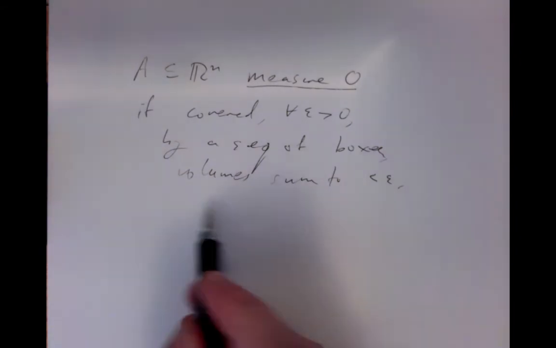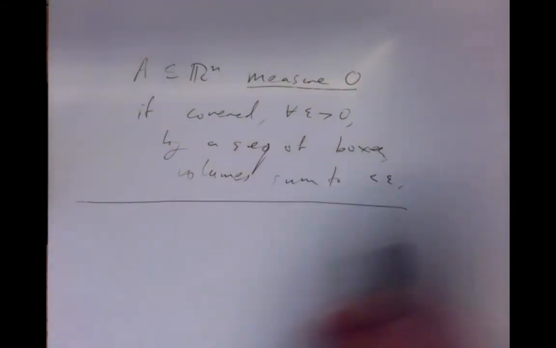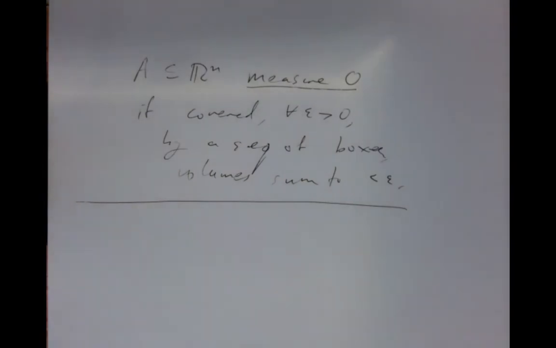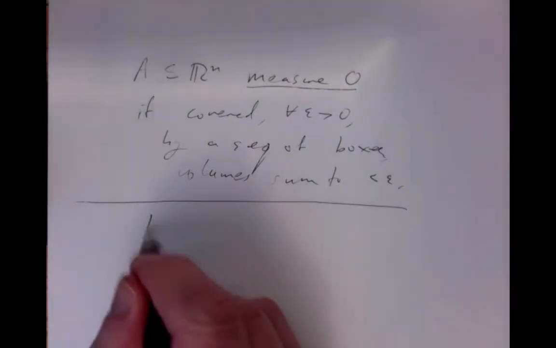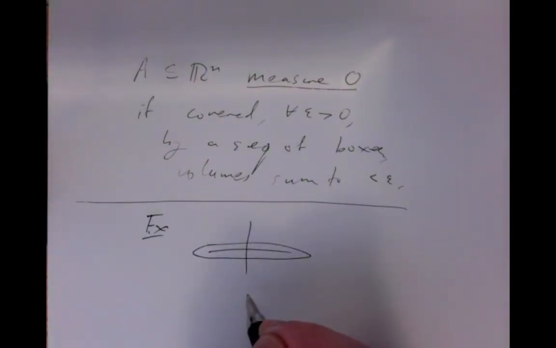By and large, I won't prove much about measure 0 sets. I'll hope that you've seen them in other classes. I'll state the results that we need, but I won't prove very many of them. A simple example is that in the plane, the horizontal axis has measure 0.